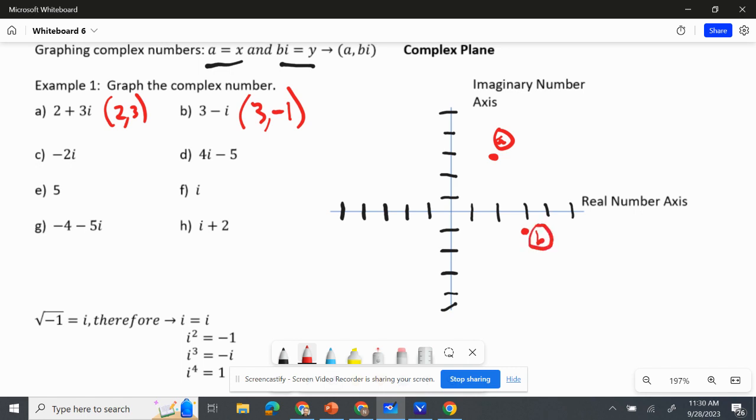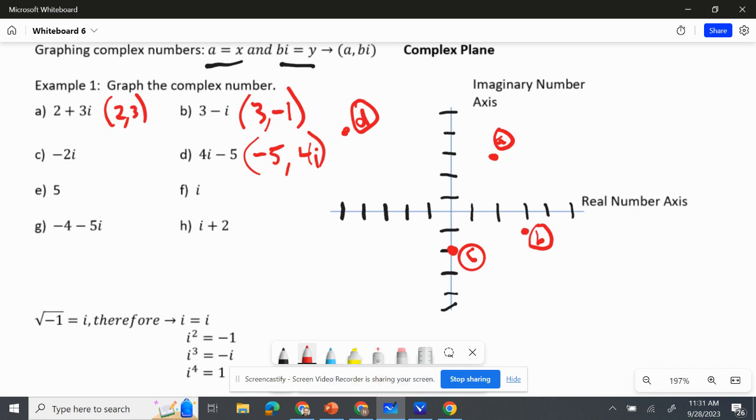Now for letter C, notice that there's no real number. So we're just going down 2 because we're not going to the left or right. Now D, this one's kind of tricky. It really is the real number being negative 5 and the imaginary number being 4i. So we can think of it as negative 5 and then up 4. And that would be D. Okay, pause the video and try the next 4.